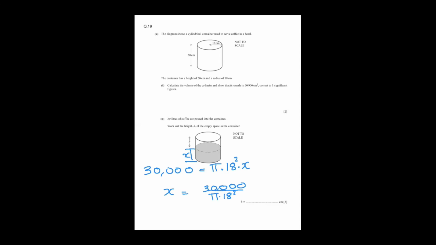So what will be the value of x? Calculate it: 30,000 divided by pi into 18 squared. Plug in these values in your calculator and find the value of x. I'm expecting your answer. I'm giving you 1 minute. It's no need of 1 minute, you just plug in the value, please.